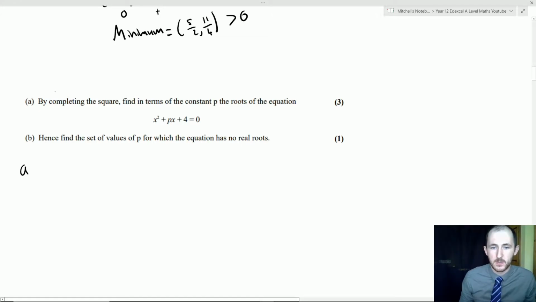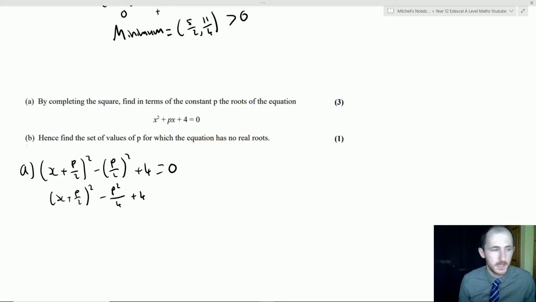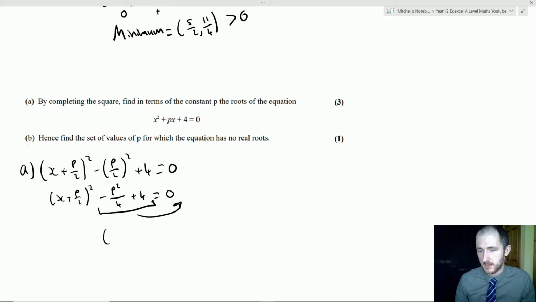So by completing the square, we just think about how we do completing the square. We have x plus half of b, which is p over 2, squared, minus p over 2 squared plus 4 equals 0. Now let's go ahead. x plus p over 2 squared minus p squared over 4 plus 4. Now this is where it's going to get a bit spicy. Move this over to the other side by flipping the signs.